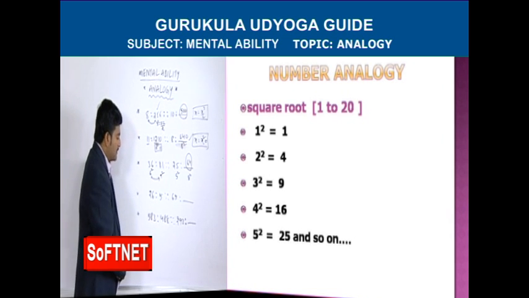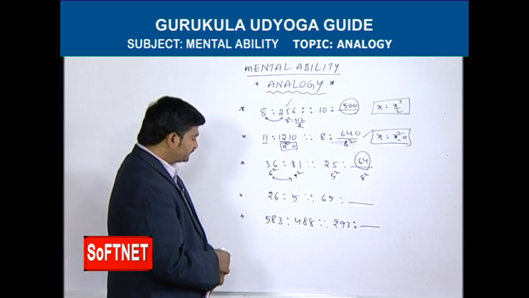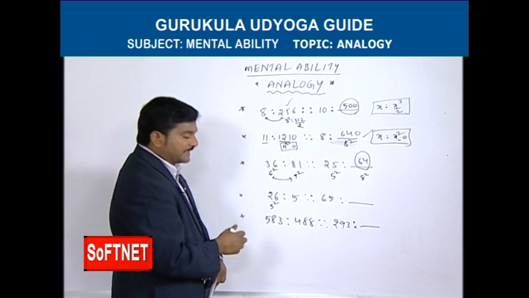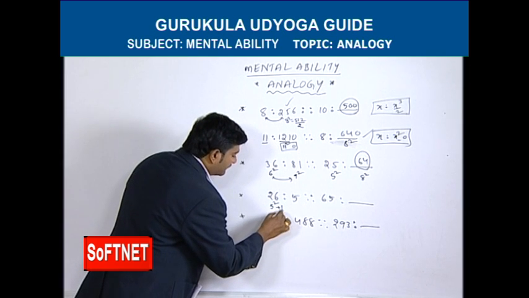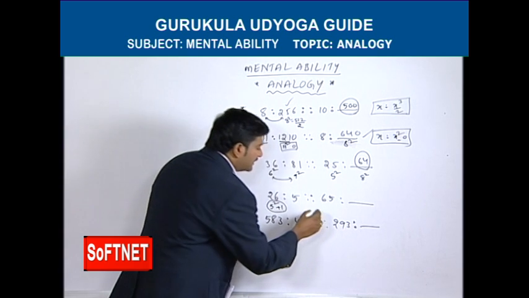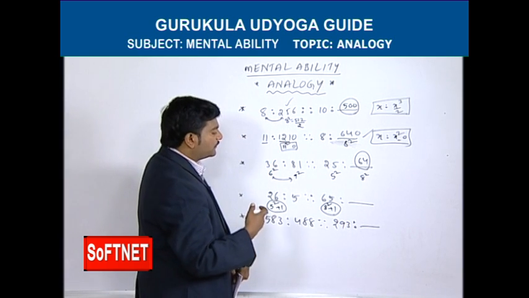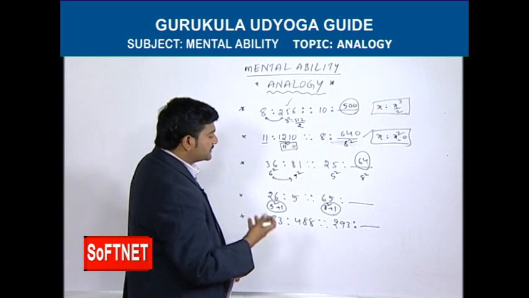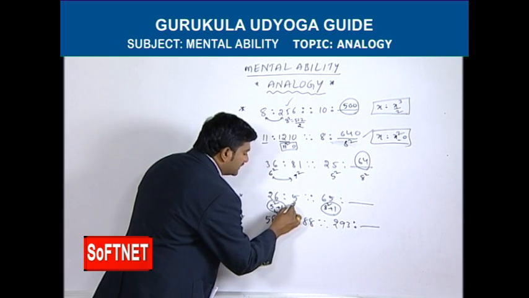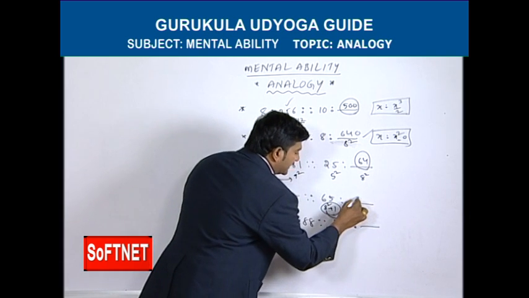Now observe here. This is also some kind of square logic. How? See 26. 26 we can write as 5 square plus 1. Similarly 65 is there. 65 you can write as 8 square plus 1. 8 square means 64, and 64 plus 1 means 65. So 26 means 5 square plus 1, and similarly 65 is 8 square plus 1, so we need to write this 8 in the given blank.